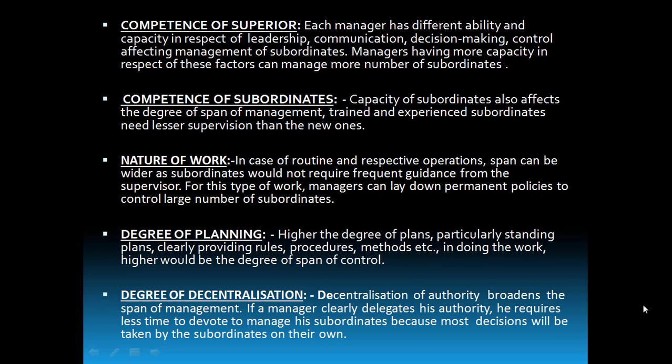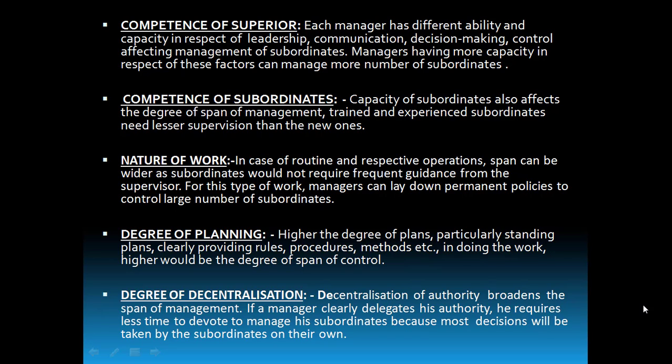Then next comes degree of decentralization. Now, decentralization of authority means delegation of authority. That is when a manager gives authority to his subordinate to do a work. That broadens the span of management. So, when there is delegation of authority, that is, the subordinate has the authority to do work and can take decisions on his own, the span of management can be broader.